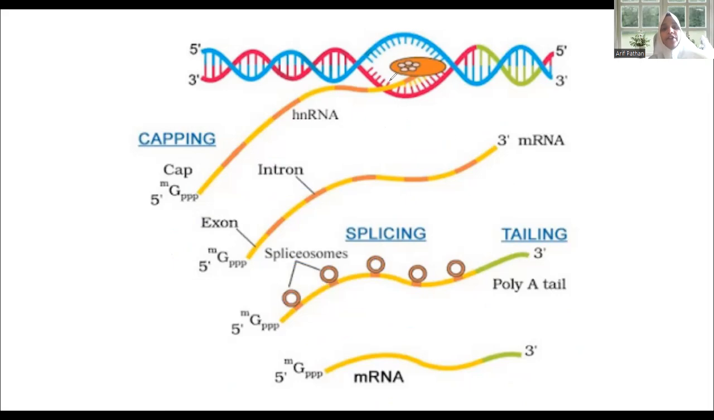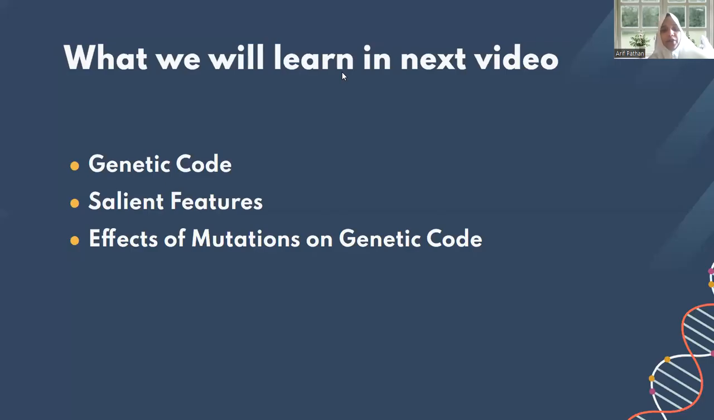So that's all for this video. Read through the textbook. If you have any doubt, make a note of it and you can ask me. In the next video, we are going to cover what the genetic code is, what the features or characteristics of the genetic code are, and how mutations can affect the genetic code and thereby the functioning or metabolism of a cell.